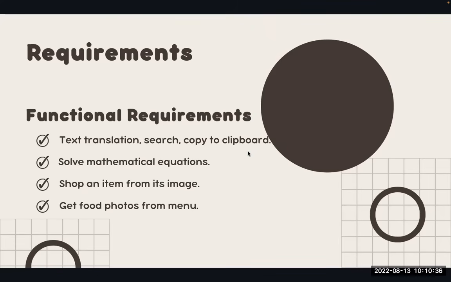For example, you are traveling in France and you don't understand French. You can point your Google Lens app camera at that text, click an image, and Google Lens will translate that to English or Hindi, whatever you are comfortable with. And it's a user input. So these are the functional requirements: text translation, that is language translation, then text search.